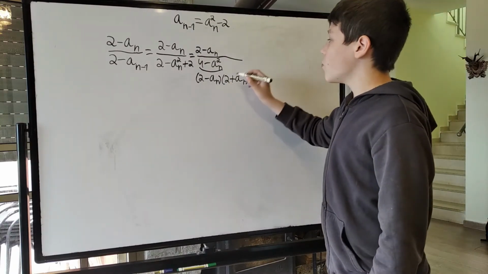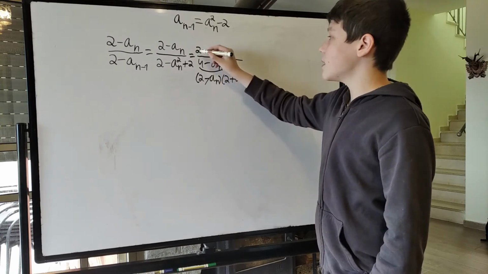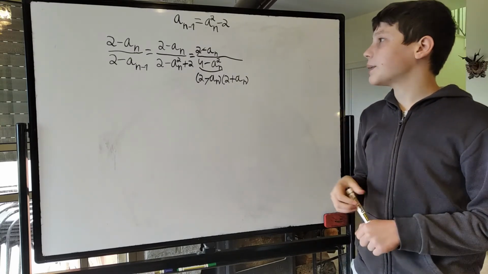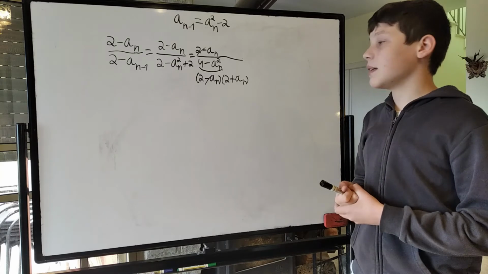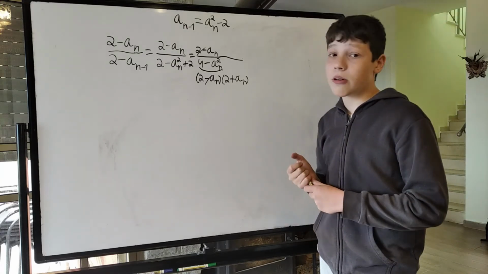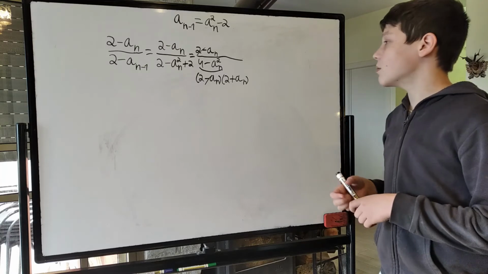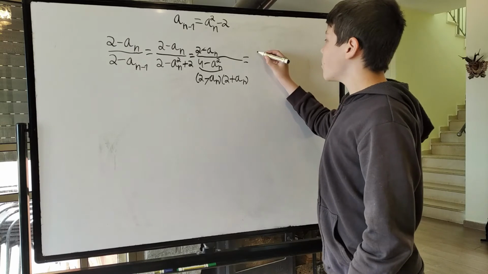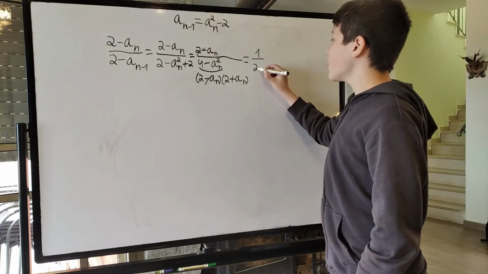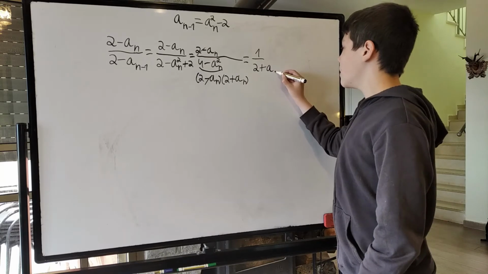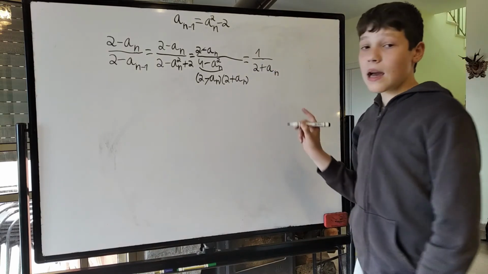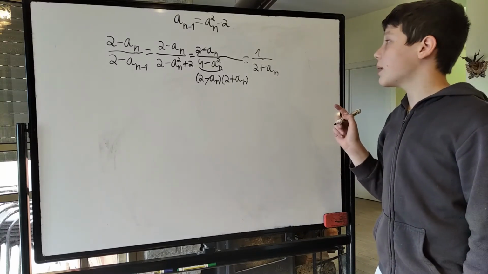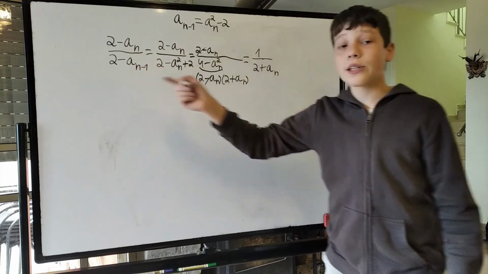And then we can see that this cancels, and we also know that this cannot end up as 0, as we saw that a_n is smaller than 2. So that's also good to see. And we end up with just 1 over 2 plus a_n. So now we only have to show that this is between a half and a fourth, because we know that this is equal to our original fraction.